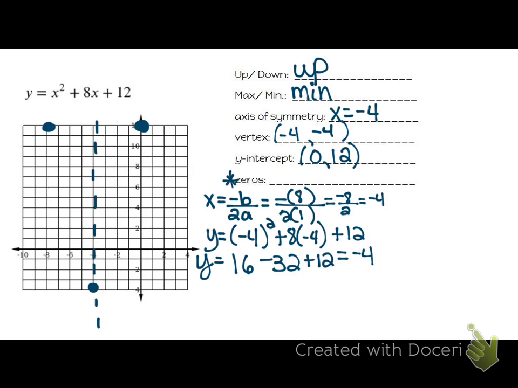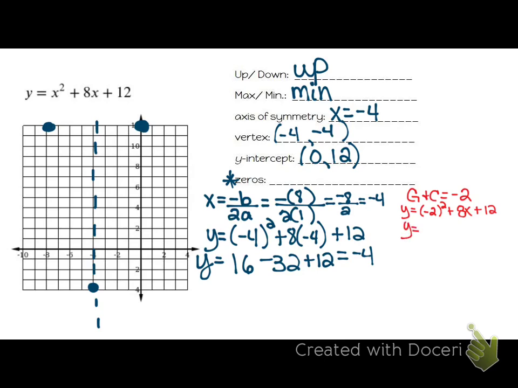Okay, well, let's do a guess and check here. So we're going to try negative 2. So I use my original equation, so y equals negative 2 squared plus 8x plus 12. Okay?